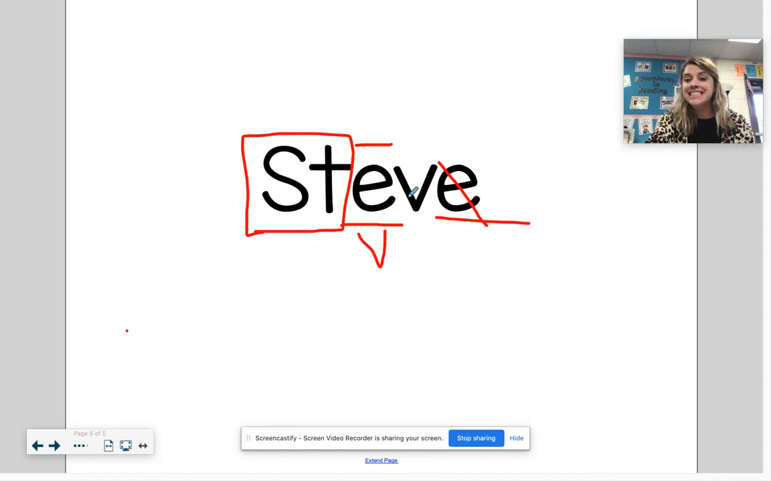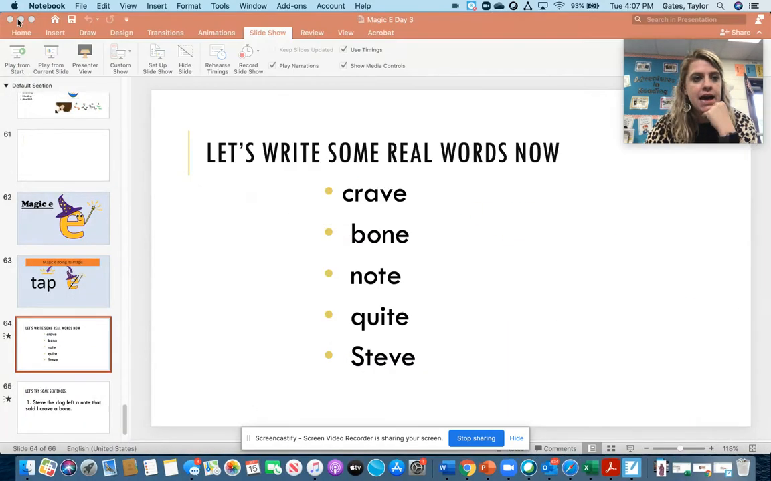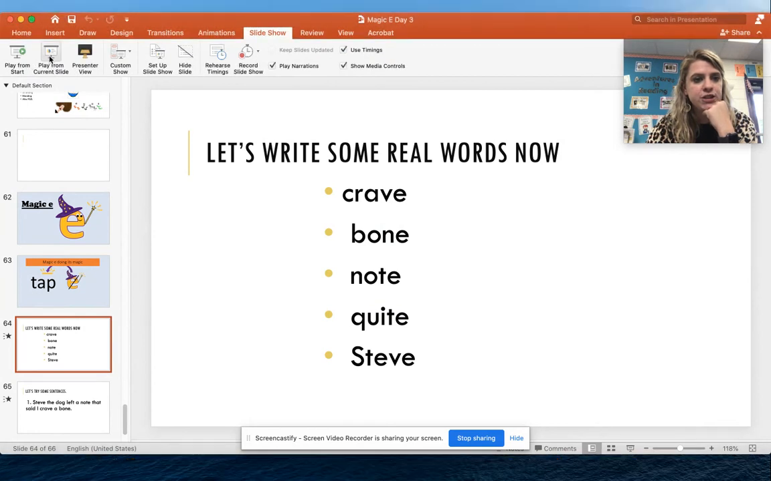Eve, Steve. Very good. Now, if you are going to use your whiteboard for your sentence, you are going to need the whole board because our sentence is kind of long today. So make sure you take a picture of these words to submit to Miss Gates before you erase your whiteboard, okay? I'm going to go back to my other presentation.